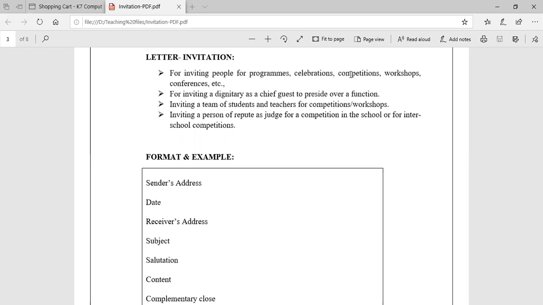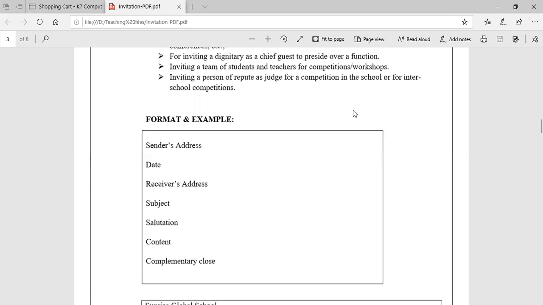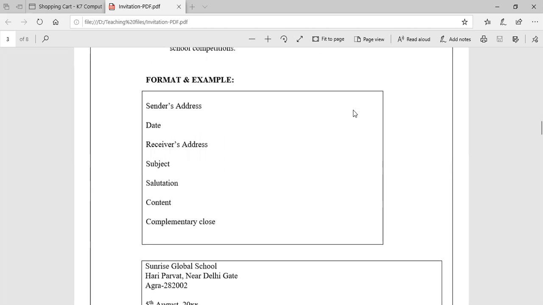So for inviting people to programs, celebrations, competitions, workshops or conferences, what is the format for a letter of invitation? Same as whatever we followed in our letter format. Same formal letter format: sender's address without name, date with the format, and receiver's address. But here I'm not mentioning that you have to use a definite article. We are just following the normal letter format.